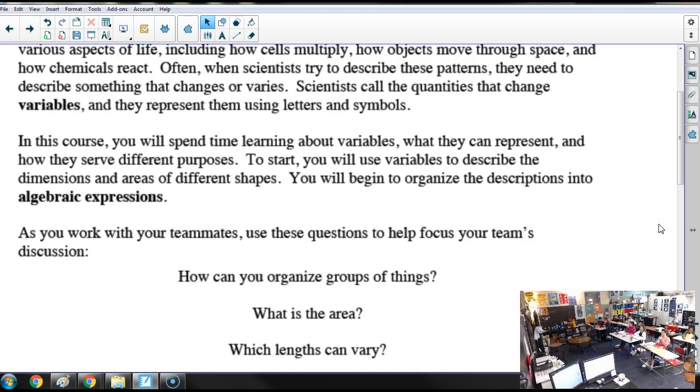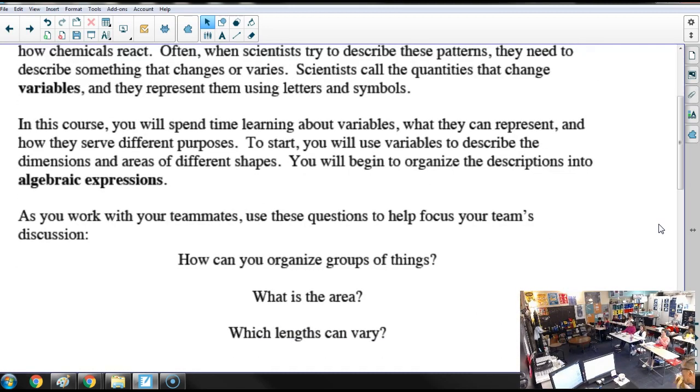In this course, you will spend time learning about variables, what they can represent, and how they serve different purposes. To start, you will use variables to describe dimensions and areas of different shapes. You will begin to organize the descriptions into algebraic expressions. As a group of teammates, use these questions to help focus your team's discussion.